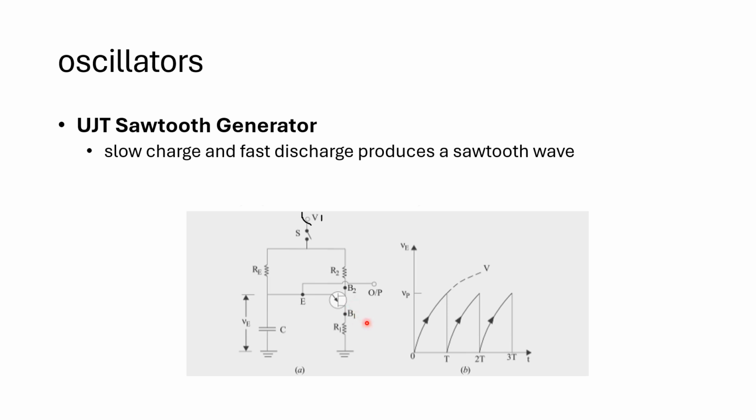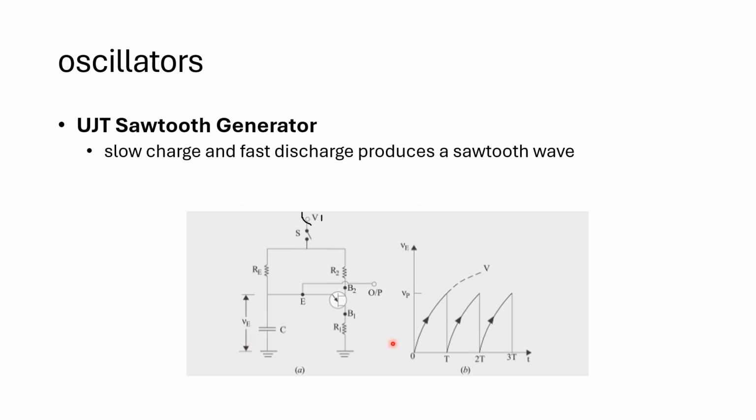So instead of having base, collector and emitter, unijunction transistors also have three terminals. However, the three terminals are composed of an emitter and two bases. So we call these B1 and B2, for base 1 and base 2. Okay, so this consists of a power source, this is our UJT, and we have your RC network.